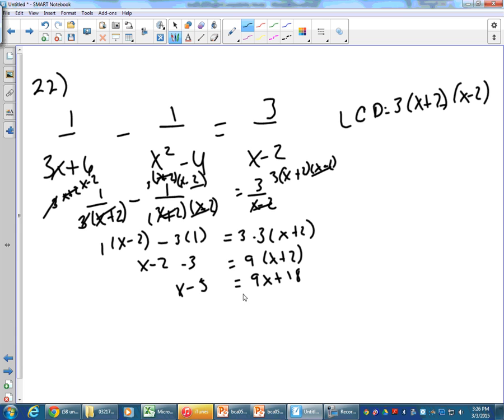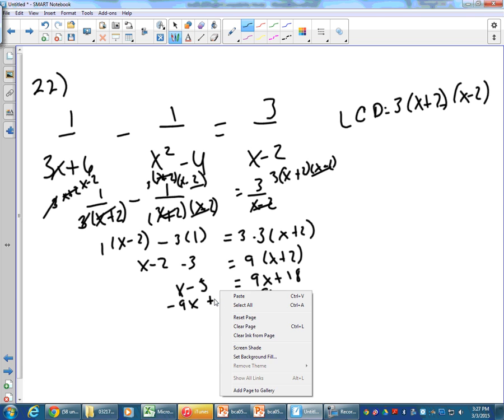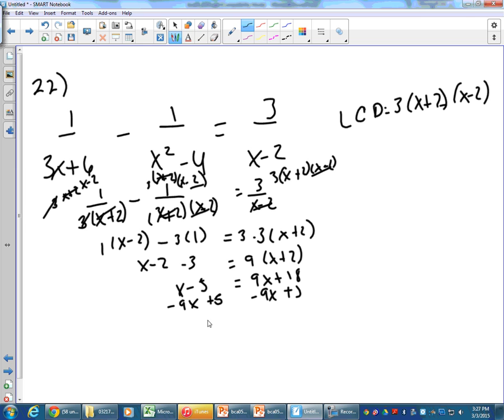So I am going to subtract 9x from both sides and add 5, and I get negative 8x equals 23. Divide, you get x equals negative 23 over 8. And if you go back and check that in your answer, use your calculator, it will work out. So my answer here is x equals negative 23 over 8.